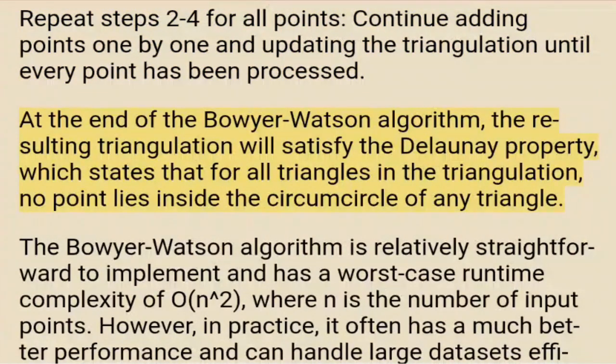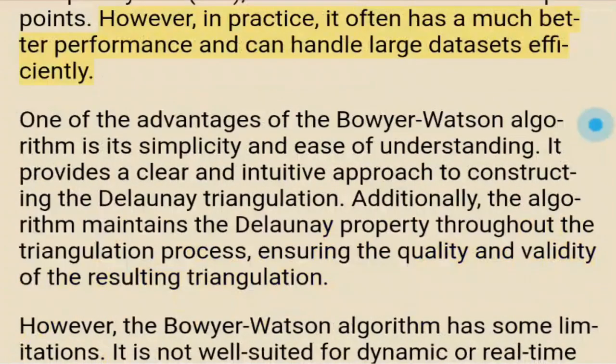At the end of the Bowyer-Watson algorithm, the resulting triangulation will satisfy the Delaunay property, which states that for all triangles in the triangulation, no point lies inside the circumcircle of any triangle. The Bowyer-Watson algorithm is relatively straightforward to implement and has a worst-case runtime complexity of O(n squared), where n is the number of input points. However, in practice, it often has a much better performance and can handle large datasets efficiently.